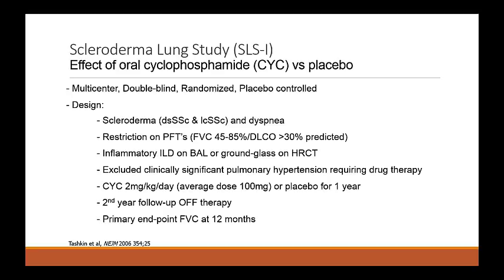And the way the treatment was done here was the cyclophosphamide and the placebo were given for 1 year, but the patients were followed for 2 years. That's going to be an emphasis because the following study is going to be a little bit different. And the primary endpoint with this study was FVC at 12 months.